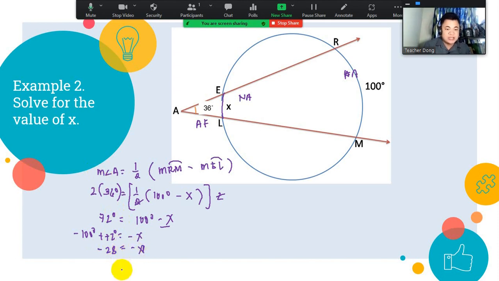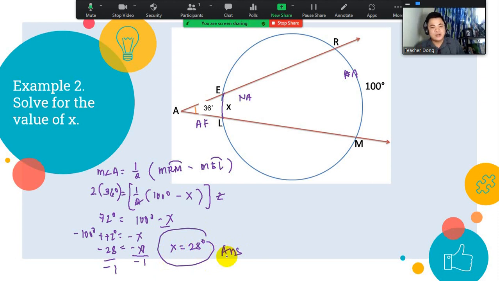We cannot have a negative degree measure, so we will divide both sides by negative 1. So therefore, negative 28 divided by negative 1, since they are both negative, it will become positive 28 degrees. So this is now the measurement of the near arc, or the value of x.